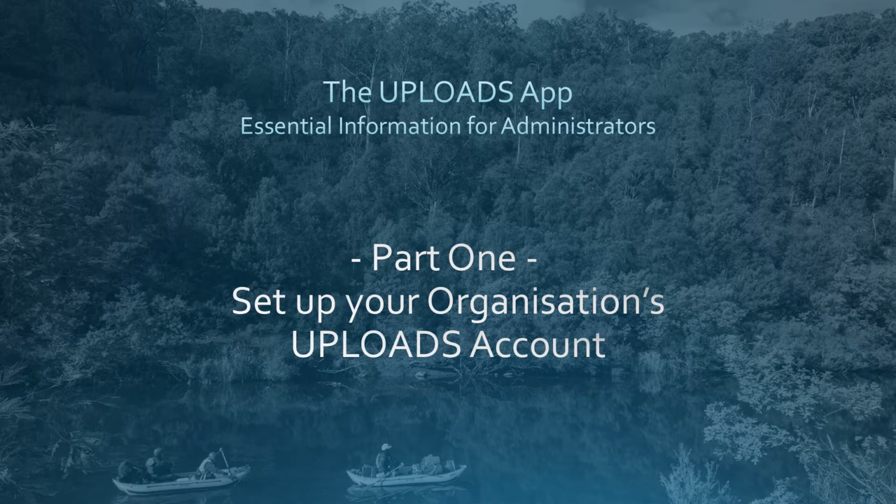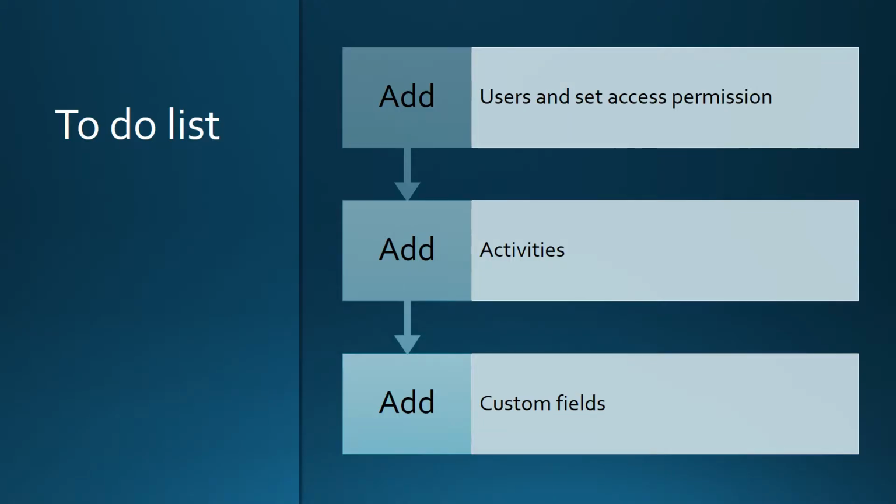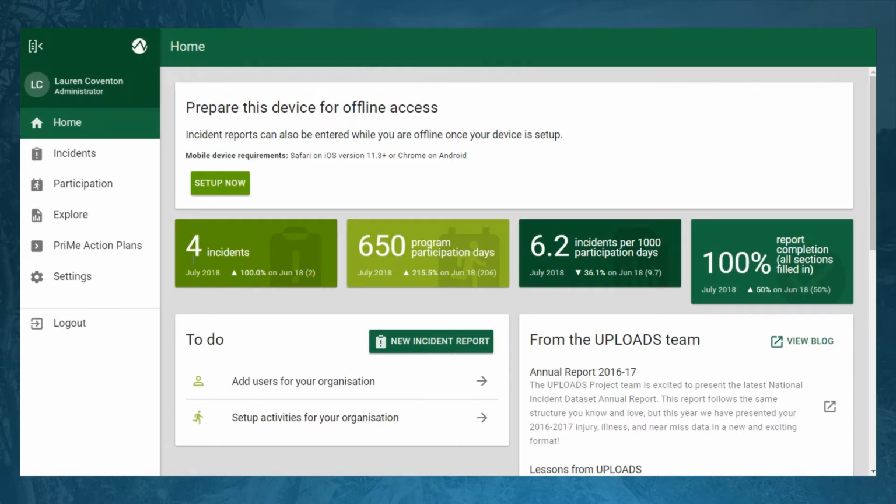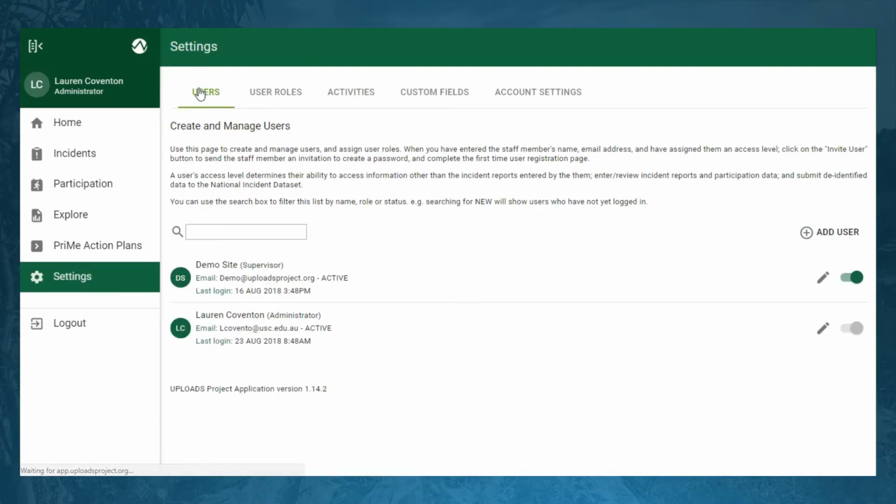In this video we'll show you how to set up your organization's Uploads account. Use the Settings tab in the left-hand menu to set up your account. There are 3 things you need to do: add users and set access permissions, add activities conducted by your organization, and add custom fields. I'll now go through each task and show you how to customize the app for your organization. To add a user, navigate to the Users tab within the Settings page.